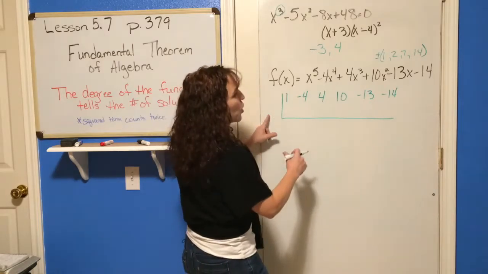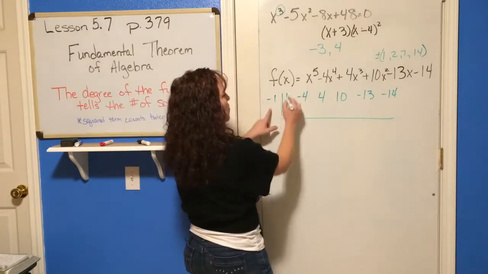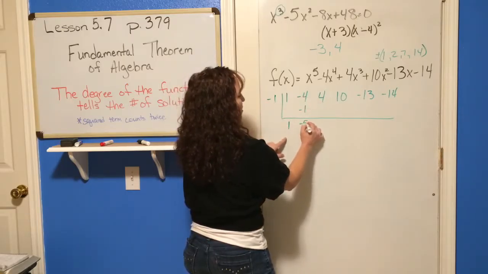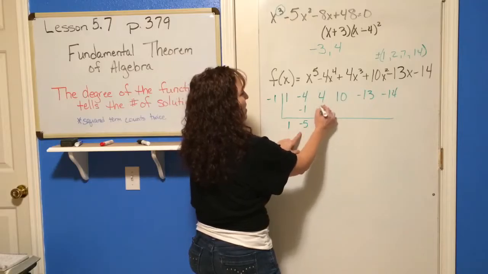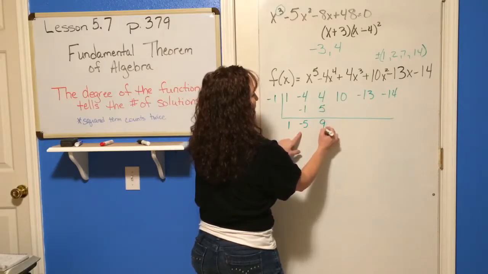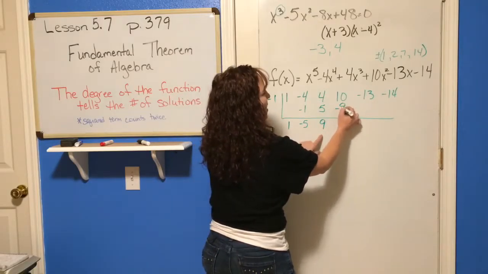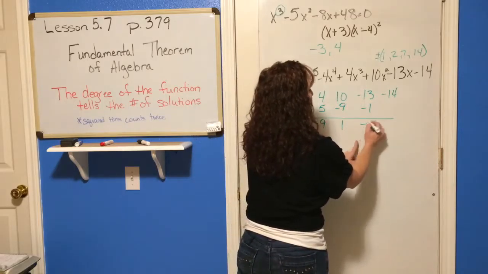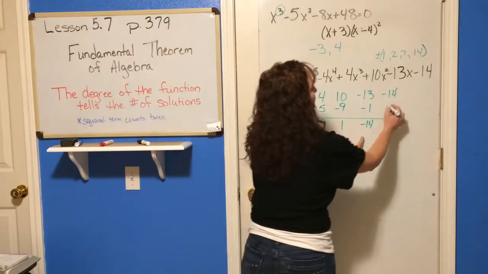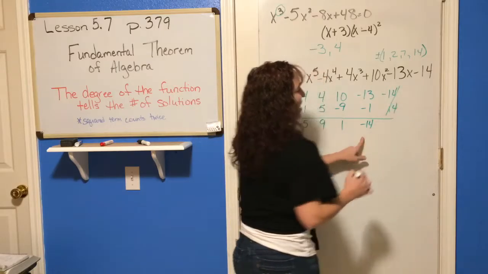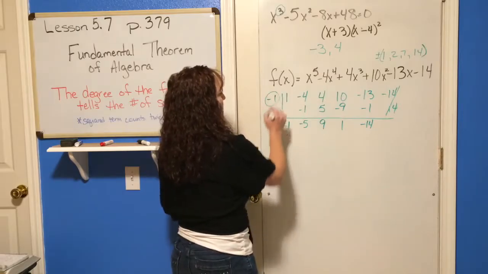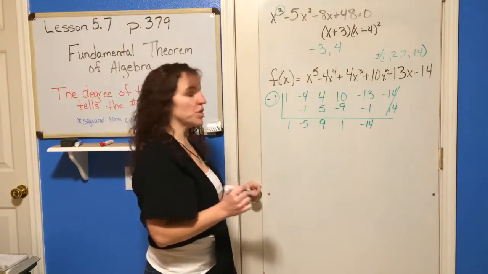Okay, here we go. So we're going to use -1. Bring down a 1, multiply to get -1. Add those together, -5. Multiply and get a +5. Add them together and get a 9. Multiply and get a -9. Add them together and get a 1. Multiply and get a -1. Add them together and get a -14. Multiply and get a +14. And that does indeed cancel out. So -1 is one of your zeros.